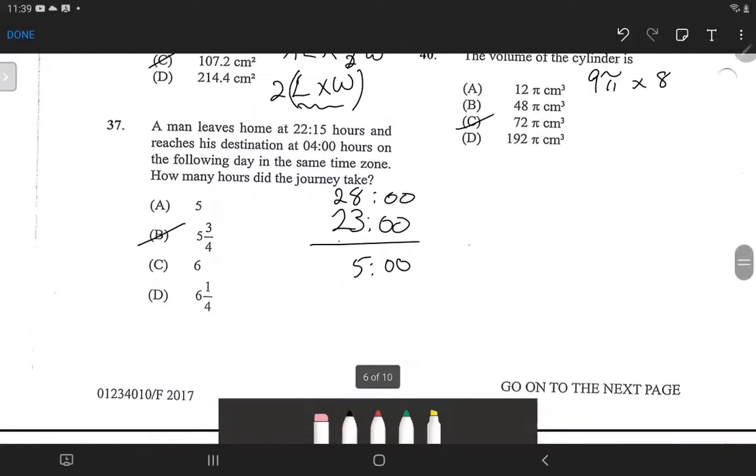Or you could do the calculation on your fingers. So 2300 hours is 11 o'clock, 11 p.m. 400 hours is in the morning, 4 a.m. So you could go 11, 12, 1, 2, 3, 4, that's 5, and the 3/4 hours to get there.